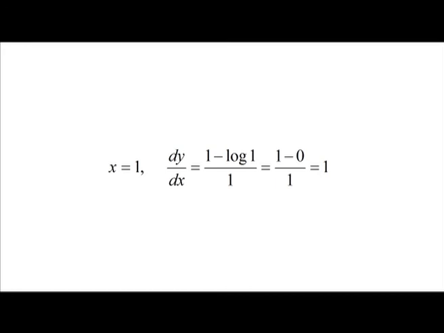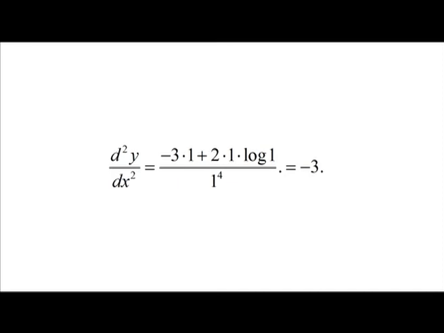When x is equal to 1, dy by dx is equal to 1 minus log 1 by 1, which is equal to 1 minus 0 by 1, which is equal to 1, and d square y by dx square is equal to negative 3 times 1 plus 2 times 1 times log 1 all divided by 1 raised to 4, which is equal to negative 3.